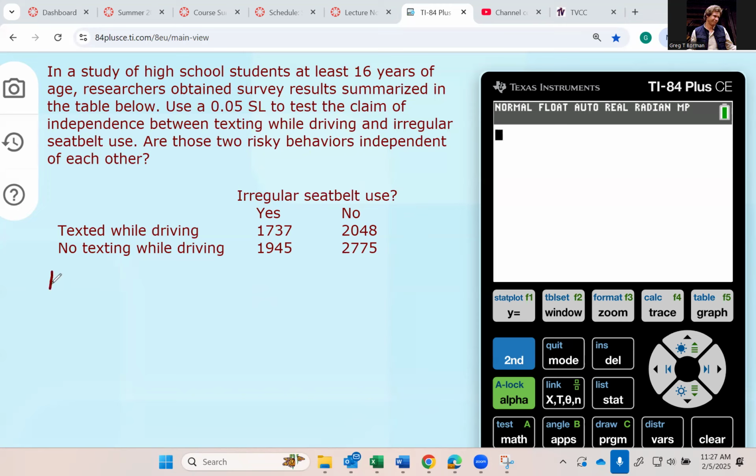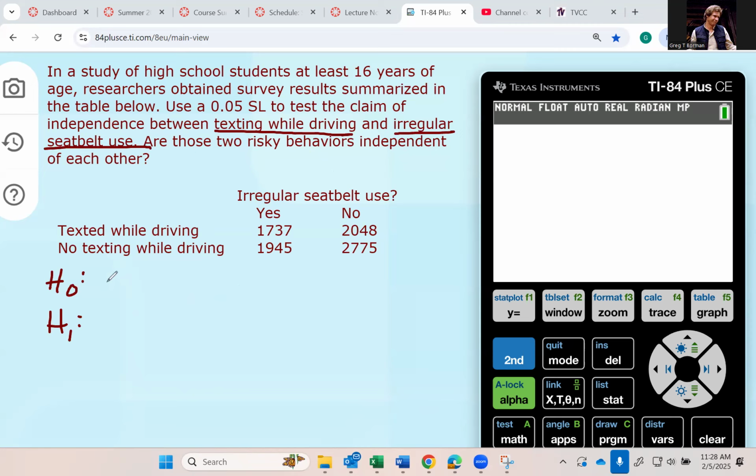Another thing that tips you off is that it says test the claim of independence between texting while driving and irregular seatbelt use. So when we are doing a test of independence, that's the main thing that tips you off. So texting while driving and irregular seatbelt use, those are the two variables.